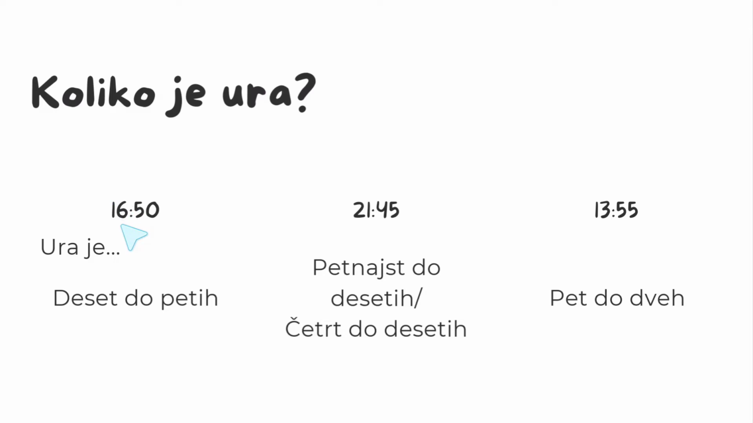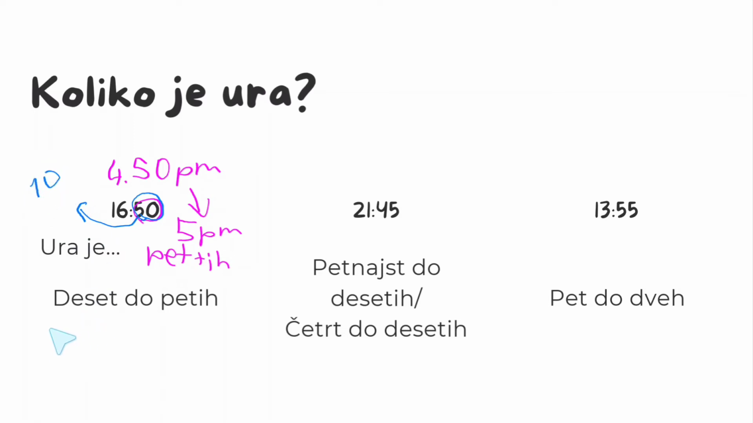So let's look at this with these examples. Koliko je ura? Ura je 10 do 5. So let's go from the beginning. We have a time which is 4:50 p.m. And the next hour is 5 p.m. 5 is pet. Pet plus the ih ending is petih. How many minutes is between 50 and 60? 10 minutes until the full hour, so 10 minutes. So we say 10 minutes, so deset. And then do, which we always say after the minutes. And then pet, the number, that's the next hour, and then you add ih, petih.